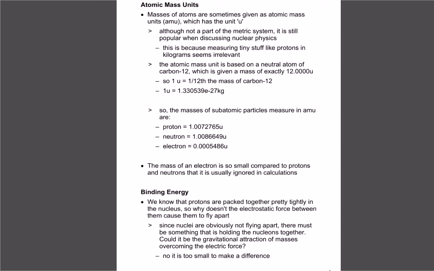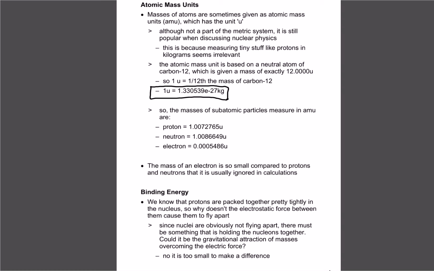One more calculation in terms of mass: masses of atoms are usually given as atomic mass units, which is not part of the metric system, but it makes more sense because we're not dealing with kilograms. The mass of a proton is really tiny, it's 10 to the negative 27 kilograms. So just like we do with electron volts, it's just a simpler way of doing it. If we have a neutral carbon atom of 12, we would say it has 12 atomic mass units. So that means one unit would then be 1/12. So one atomic mass unit works out to be 1.33 to the negative 27.